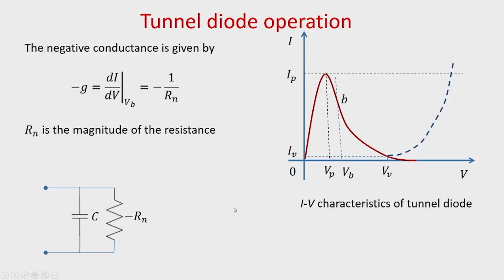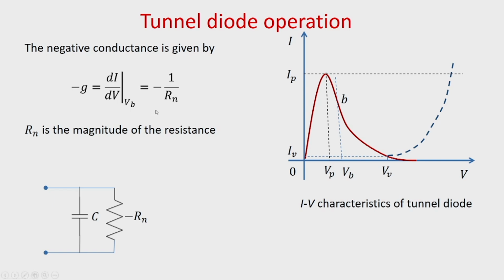Now, let us consider in the negative resistance region a point B where the voltage is given by V B. Then the negative conductance at this point is given by minus G is equal to d I by d V, that means the change in current divided by the change in voltage at the point B V, and this can also be written as minus 1 by R n, where R n is the magnitude of the negative resistance.